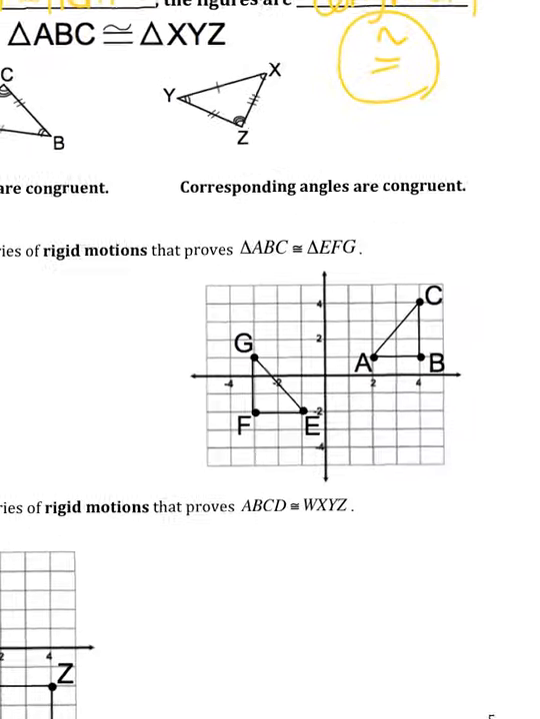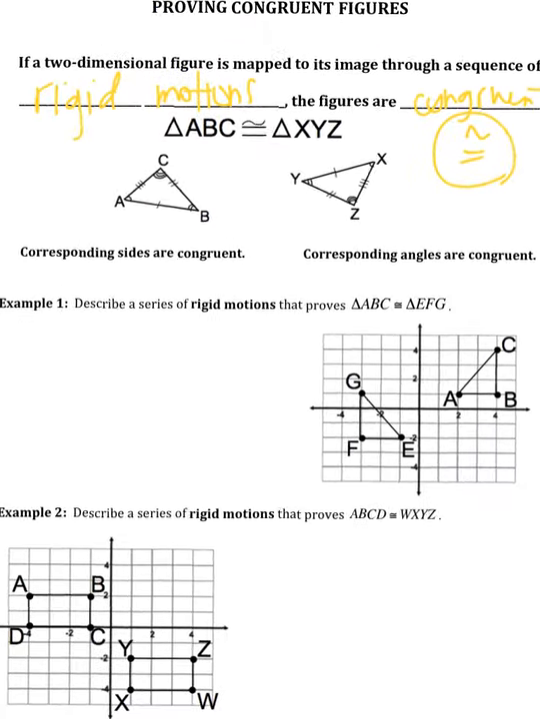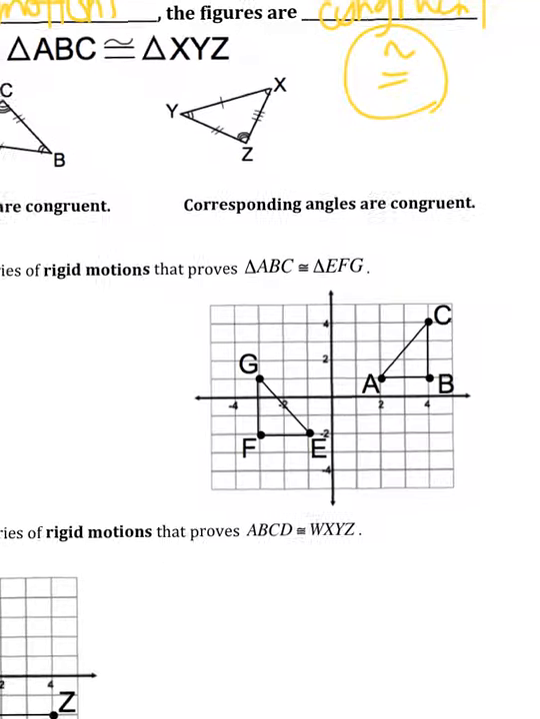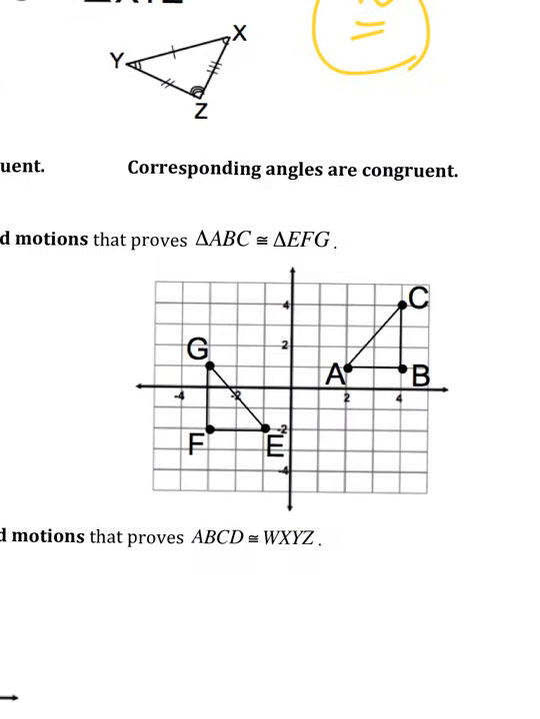So here's the first question. Describe a series of rigid motions that proves ABC is congruent to EFG. So we're trying to show that this triangle is congruent to this triangle, and we're trying to do that by mapping ABC onto EFG. Now the order of these letters matters. I want A to go to E. I want B to go to F. And I want C to go to G. The order of the letters matters.